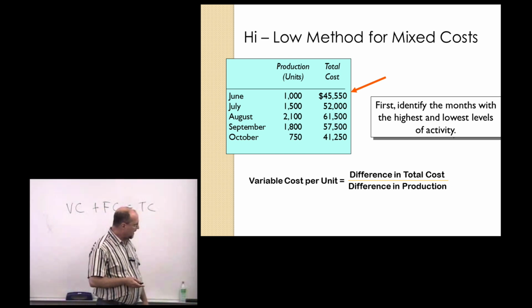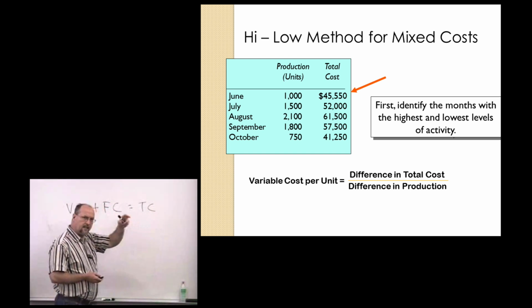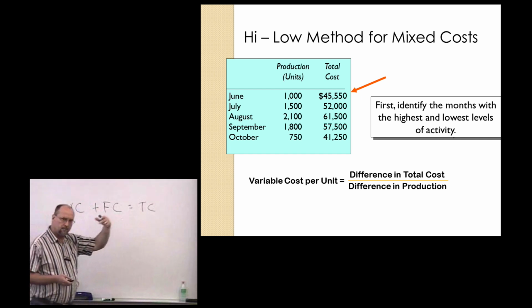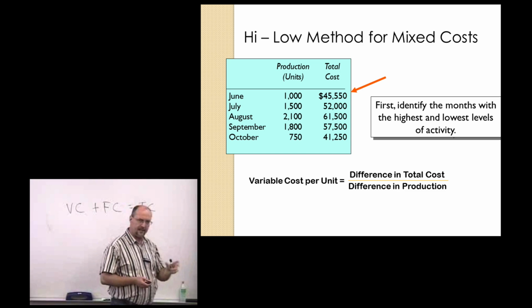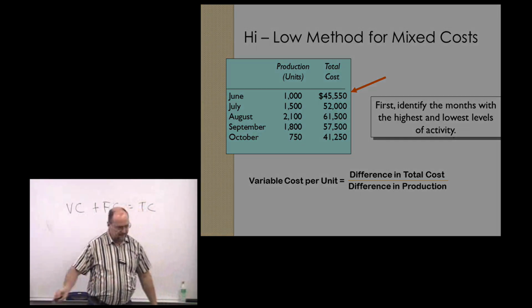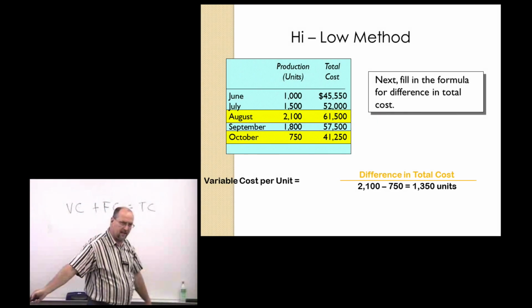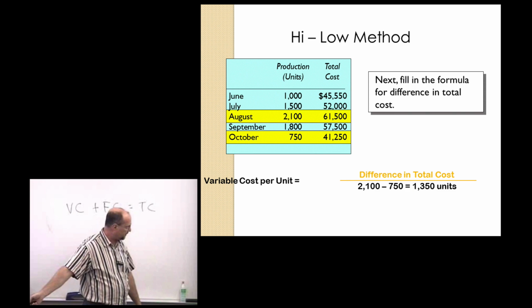So we're going to first identify variable cost per unit. In the numerator, we're going to take the high month cost and subtract the low month cost. And in the denominator, we're going to take the high month activity and subtract the low month activity. Let's take a look at that. There's some yellow ink here. You probably can't see that. It says difference in total cost in the numerator there.